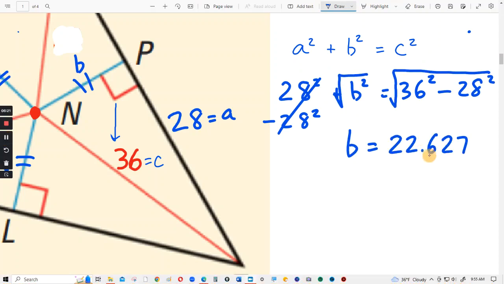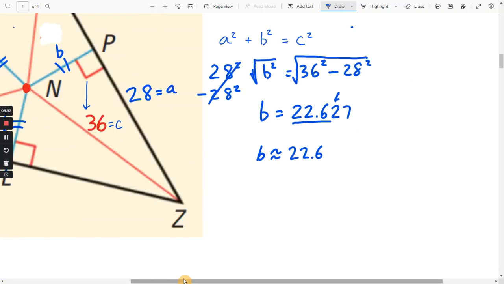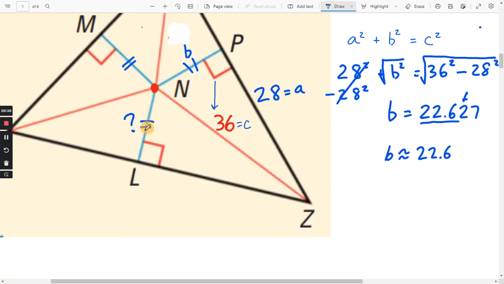Okay, and I got a decimal. If we want to round it to 1, just look at the second decimal place. If it's less than 5, then you just round it down. So it's going to be approximately 22.6. And like we said before, that is going to be the same length as the one we were looking for. So this one right here equals this one right here. So NL is approximately 22.6.